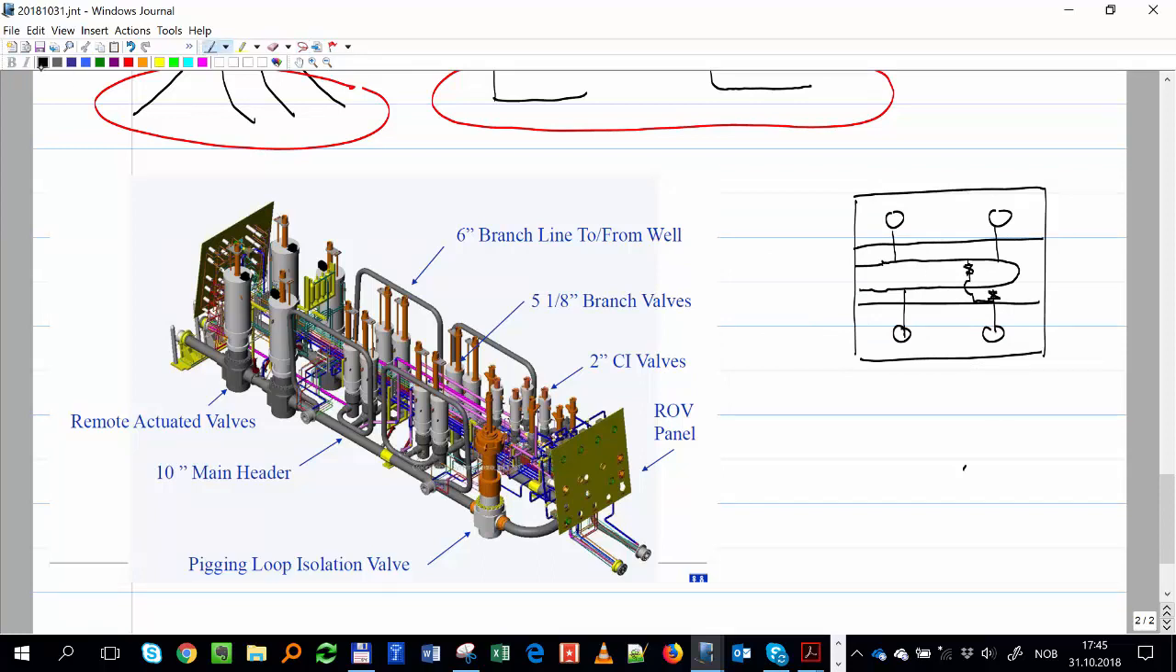Okay. More or less clear? You have a bunch of other things. So these are valves, which are gate valves, that we open and close with a hydraulic line.